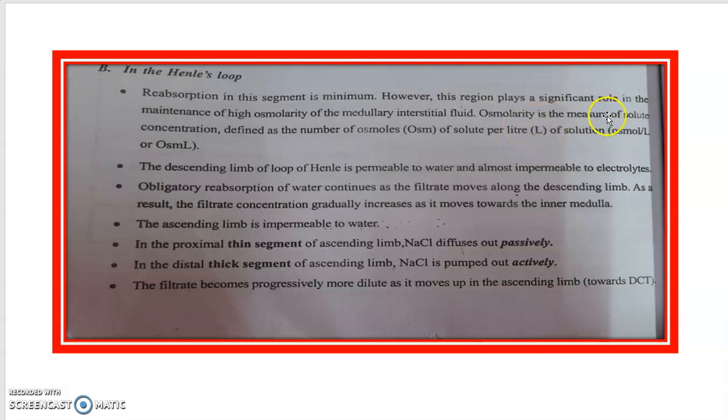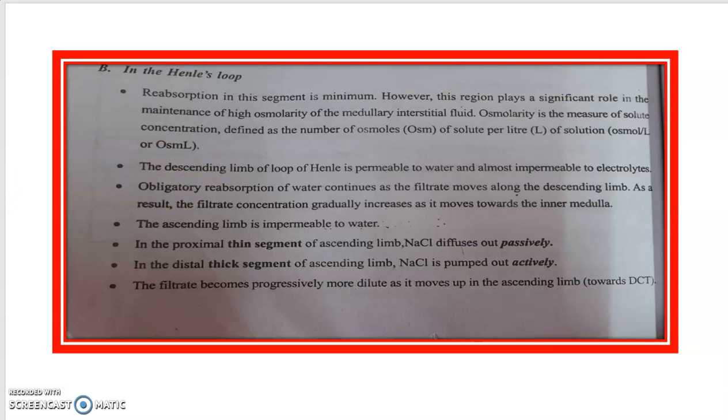And what is meant by osmolarity? The measure of solute concentration, defined as the number of osmoles of solute per liter of solution. In 1 liter of solution, how many osmoles are present, that is called the osmolarity of that fluid. This is the symbol, OSMOL per liter, or you can write OSML. The descending limb of Henle's loop. Okay, I will complete the remaining part in the next video.